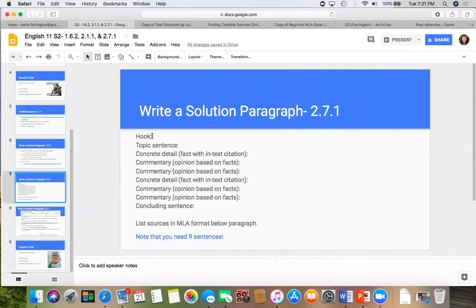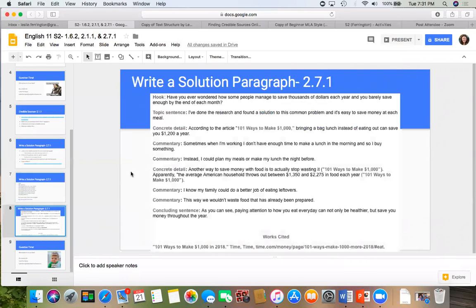Your hook is just trying to grab the person and get them to read your paper. The topic sentence introduces the actual topic that you're talking about. Then your concrete detail is where you're going to put your first in-text citation with 2 commentary sentences, which are opinions based on fact, whatever this fact is. Then the next one is the same thing. Another detail with in-text citation, and then 2 more sentences talking about this fact, and then your conclusion.